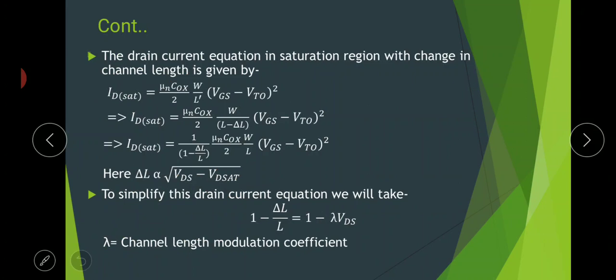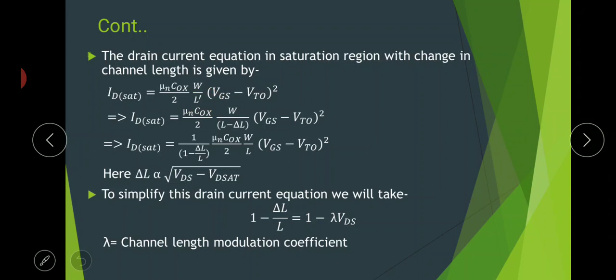Thus, the drain current in saturation region is given by ID sat equals mu n Cox by 2 into W by L dash. In gradual channel approximation the channel length is L, but in channel length modulation the channel length is considered as L dash. Because of that, here we write L dash, except that all terms are same. So mu n Cox by 2 into W by L dash into VGS minus VT0 whole square.